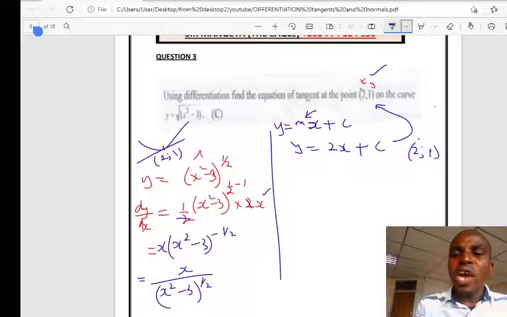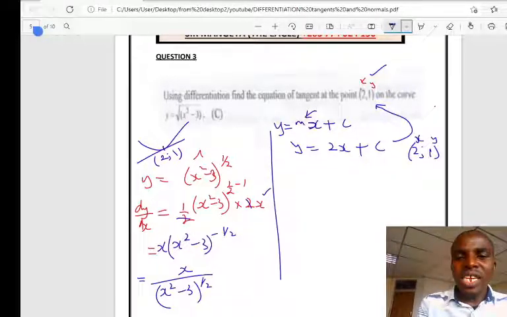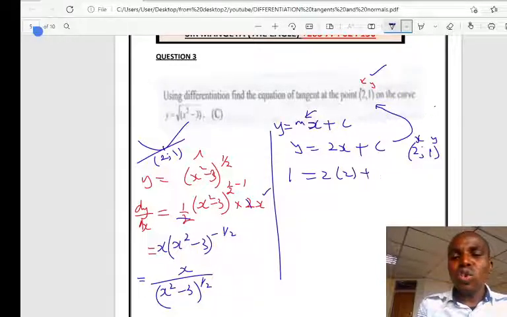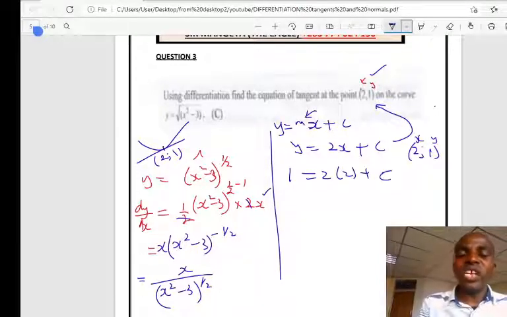It means x is equal to 2 and y is equal to 1. Then where there's y, you put 1, and where there's x, you put 2, to find your c. That's how you find the equation of a line.